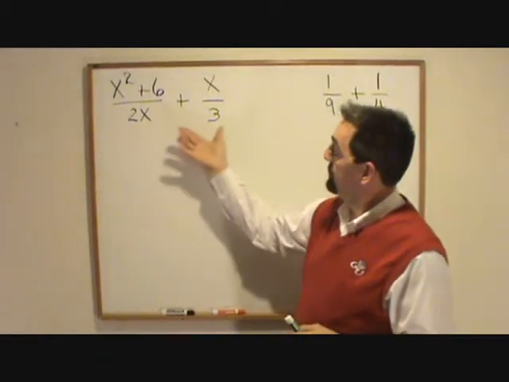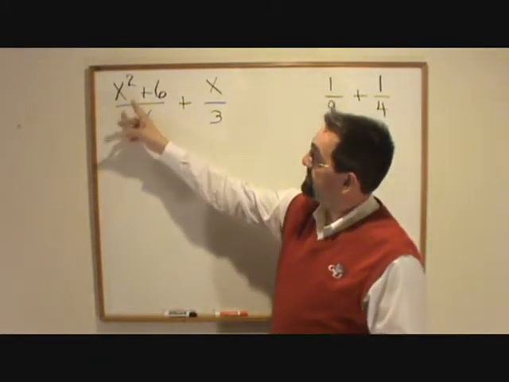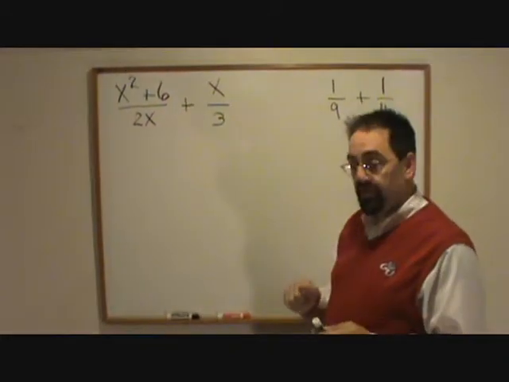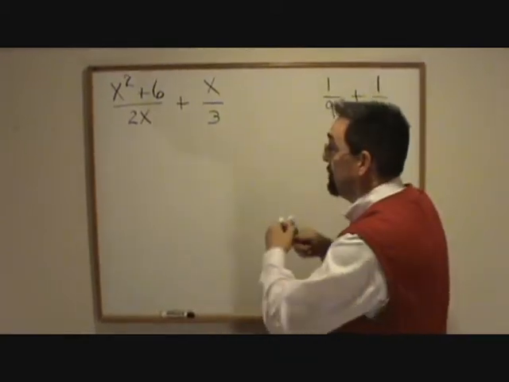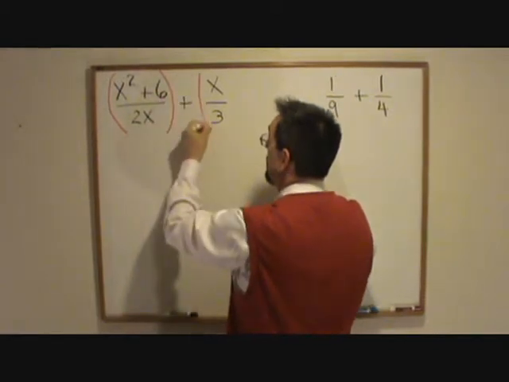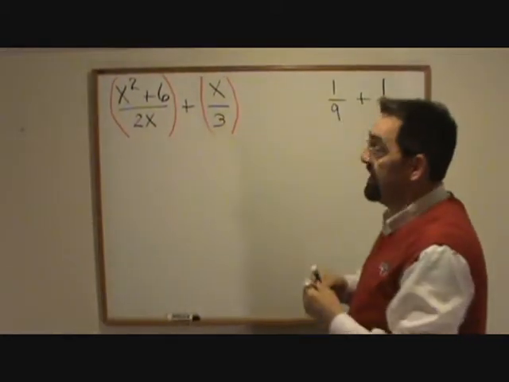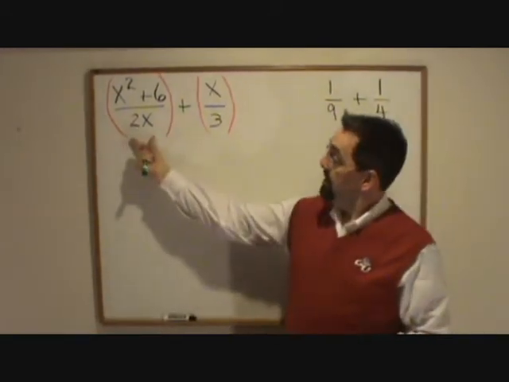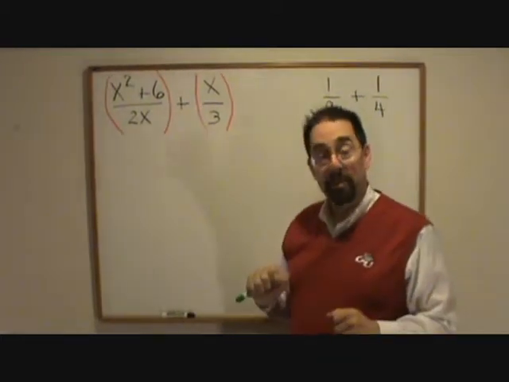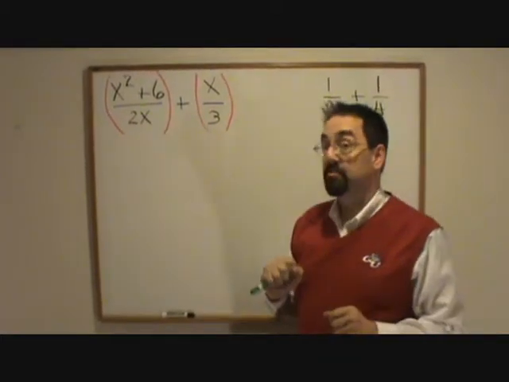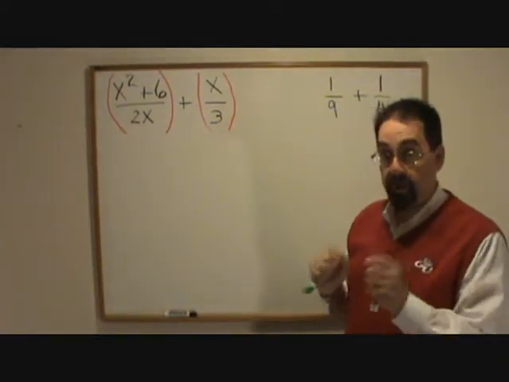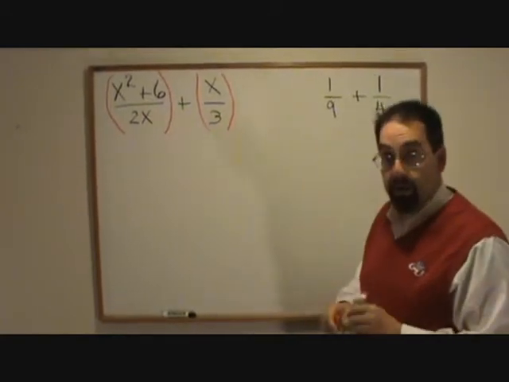When we see the first two fractions here, x squared plus 6 all over 2x and x over 3, the first thing I'm going to do is put a bracket around each fraction. We need to find the lowest common denominator between these two. One of the quickest ways is to just multiply those two denominators times each other. 3 times 2x and we get 6x. In order to make both fractions have the same denominator, we can multiply by 1. Watch this.